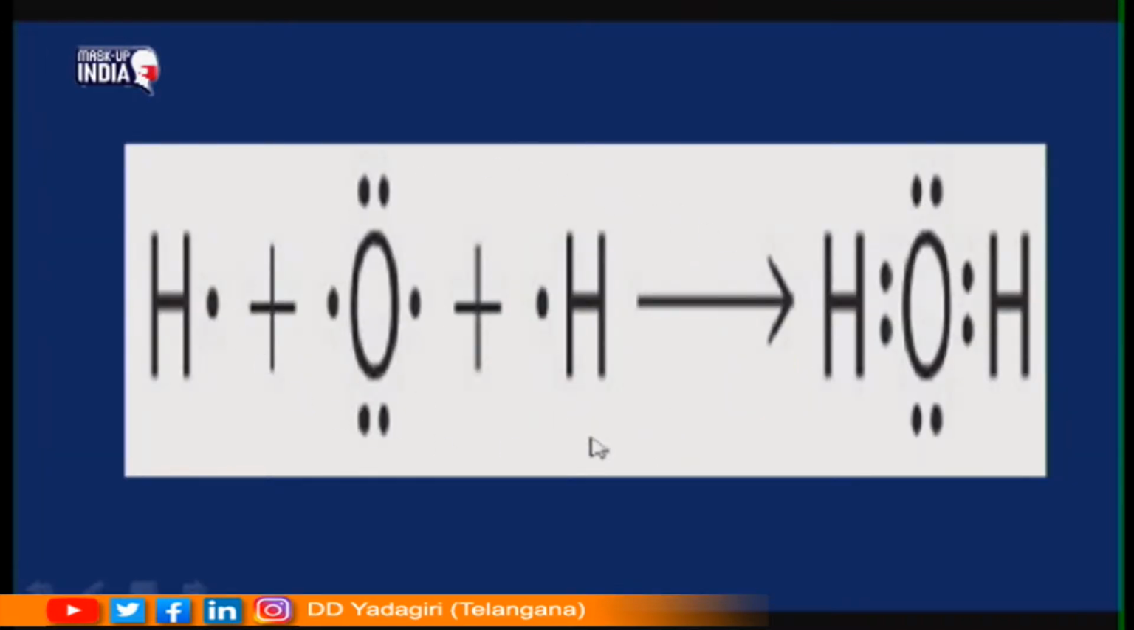Now let us see another example, water. What is the formula of water, children? H2O. That means 2 atoms of hydrogen and 1 atom of oxygen. Let us see the atomic number of hydrogen again, 1. 1 electron in the valence shell. What is the atomic number of oxygen? 8. 6 electrons in the valence shell.